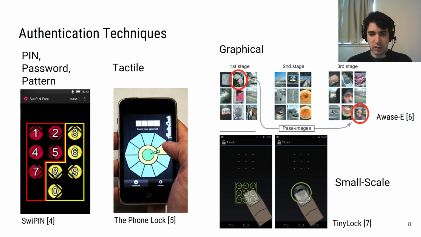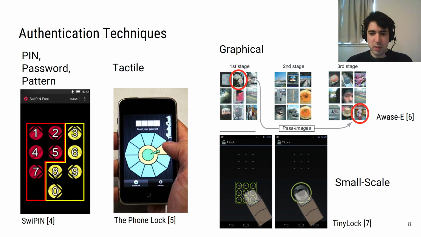There are also graphical locks, for example Awasei by Takeda and Koike. In this lock, a user would first choose an image from their smartphone, which would be broken up into small pieces. When authenticating, these pieces would be mixed in with other pieces of other images. To authenticate, the user had to correctly specify which image part came from the initial image they selected multiple times.